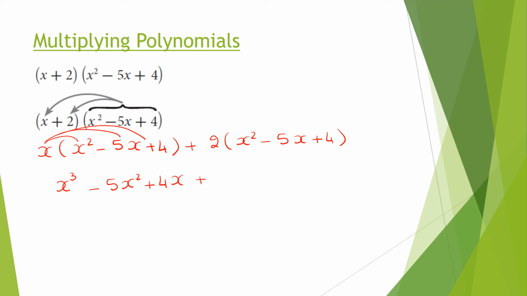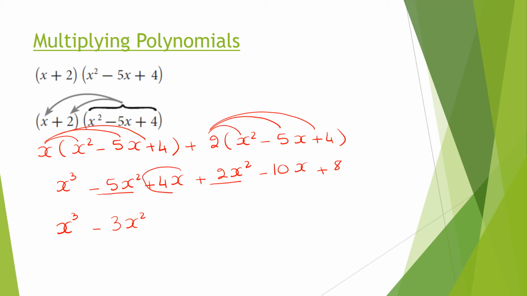Then go to the second one. 2 times x will be 2x squared. 2 times negative 5x will be negative 10x. 2 times 4 will be 8. Do I have like terms? The x cubed as it is. I have here negative 5x squared and positive 2x squared will be negative 3x squared. Okay, then I have 4x and negative 10x will be negative 6x. Then the last thing is positive 8.